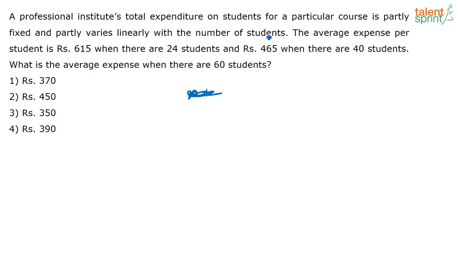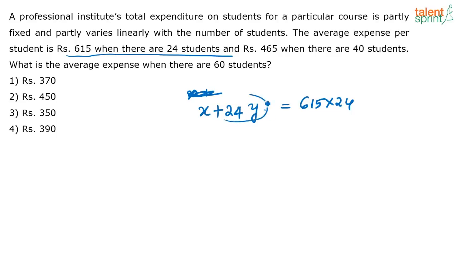The average expenses per student is 615 when 24 students are there. So, what is the total expense when 24 students are there? It is nothing but 615 into 24. So, this is the total expense when 24 students are there. Now, this total expense is constituted by a fixed part, that is X, plus a variable part which varies with the number of students that are there. Now here when there are 24 students, this variable part is 24y. This part is fixed.